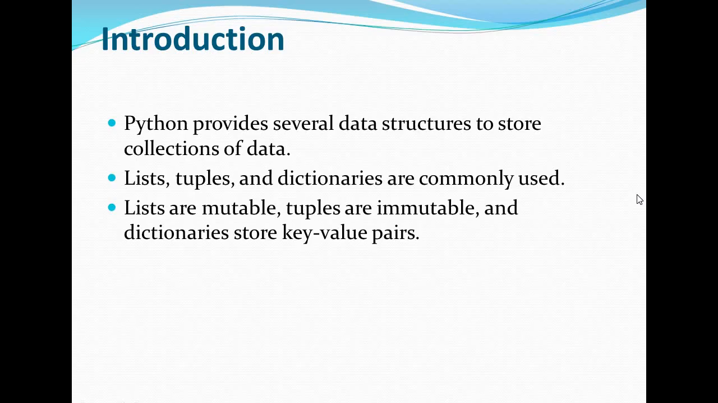Python provides several data structures to store collections of data. Lists, tuples, and dictionaries are commonly used. Lists are mutable, tuples are immutable, and dictionaries store key-value pairs. Each of these has unique characteristics and use cases. In today's session, our spotlight is on lists, but we will also briefly touch upon tuples and dictionaries to help you understand the differences.